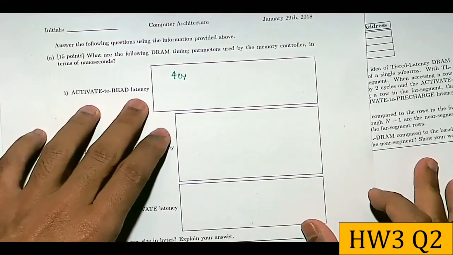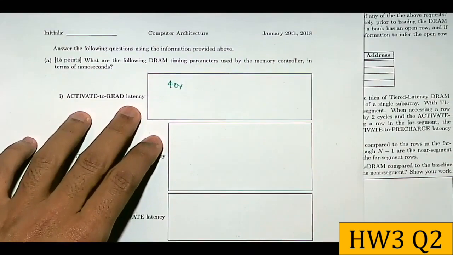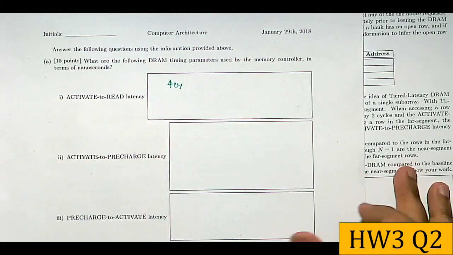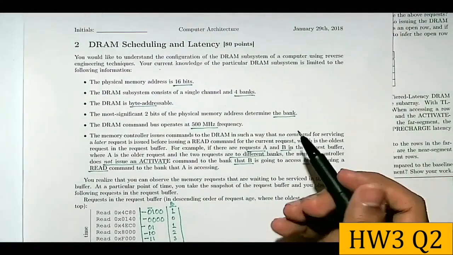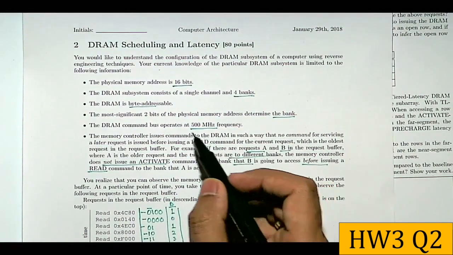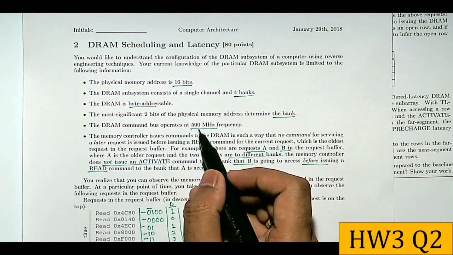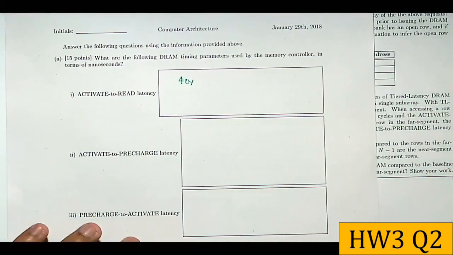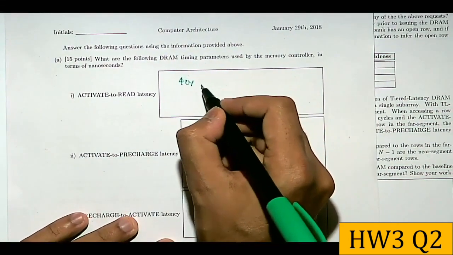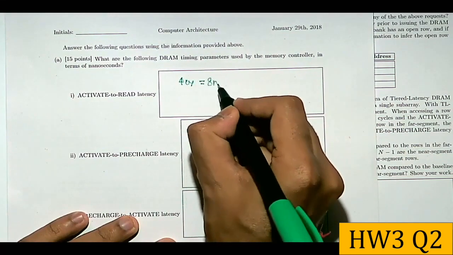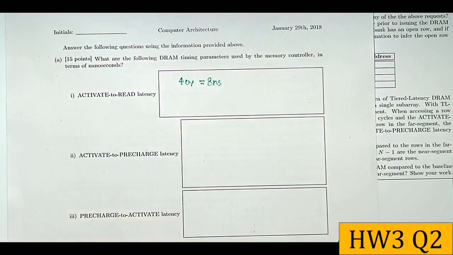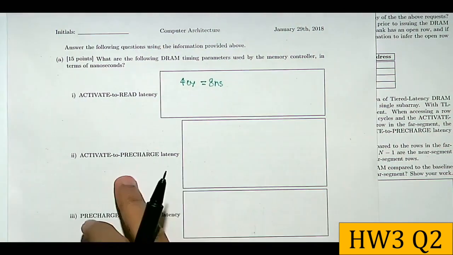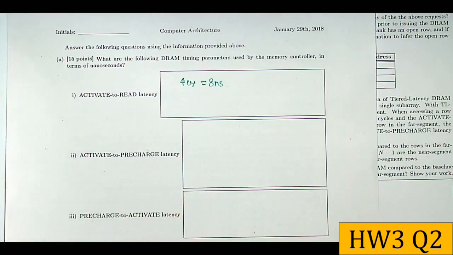Now the latency, so that means you need to convert it to seconds. You know that your DRAM command bus operates at 500 megahertz of frequency. That means your cycle is 2 nanoseconds each. So that essentially gives you 8 nanoseconds of activate to read latency. Is it clear? Make sense? Okay. Now the second question is activate to pre-charge latency.